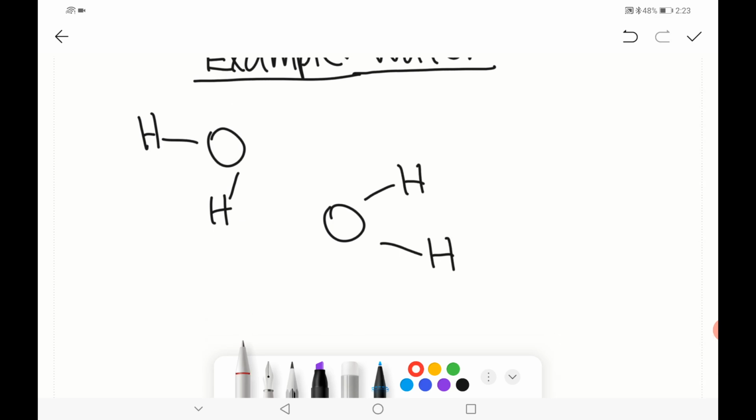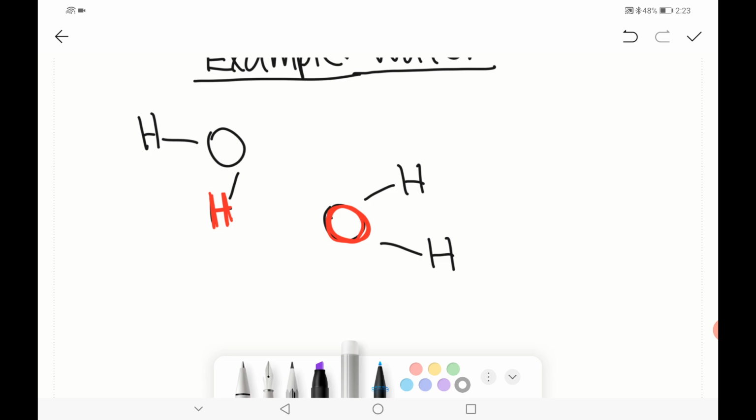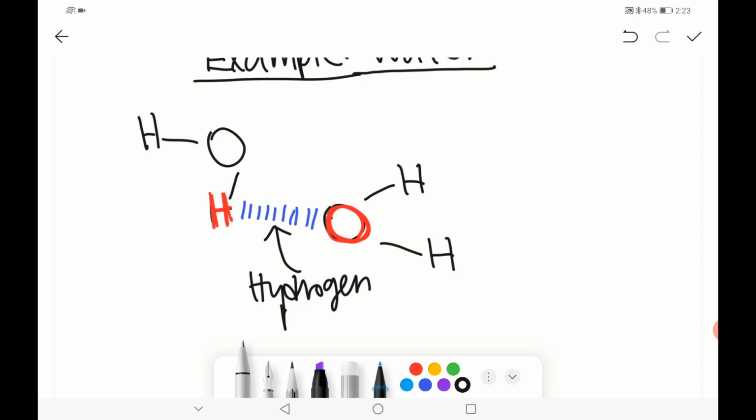Okay, so you see, the H of one of the molecules will attach with the FON of another molecule. So it's not the same molecule. It's not the H of the same molecule attached with the O of the same molecule. No, it must be different. Okay, this is one whole molecule. This is one whole molecule. So the H of this molecule will attach with the O of another molecule. So this force of attraction in between them is called a hydrogen bond.